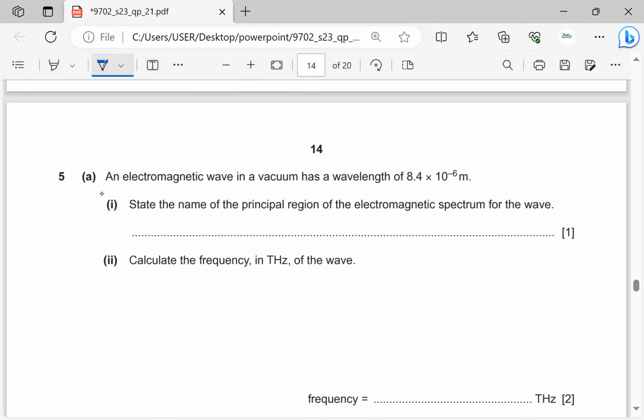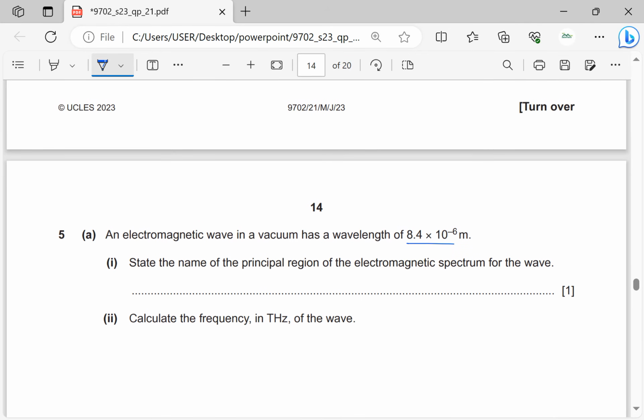An electromagnetic wave in a vacuum has a wavelength 8.4 times 10 power minus 6 meters. State the name of the principal region of the electromagnetic spectrum of the wave. For those who don't know the electromagnetic spectrum, we just estimate from the visible spectrum.